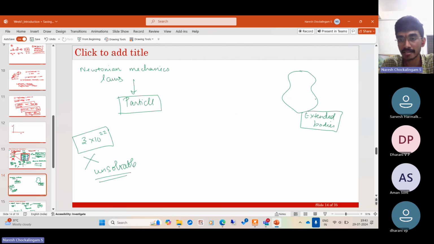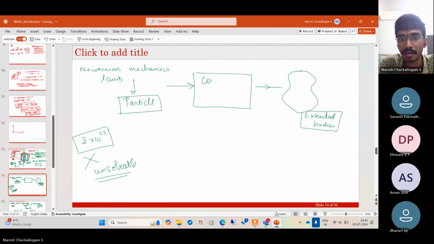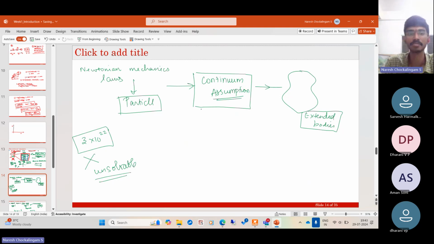But real bodies, this is just 1 gram of copper, and we are dealing with structures on the scale of meters and kilometers, say bridges. What connects these two? There is something that connects these two, and that is precisely the continuum assumption. This is the continuum assumption, and this is a very good assumption.